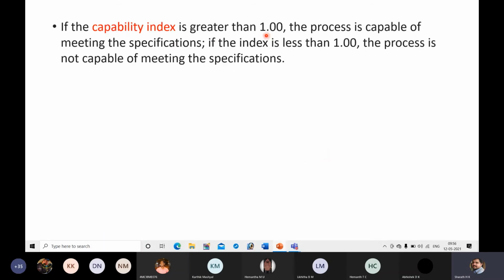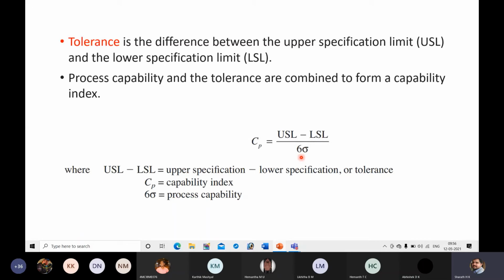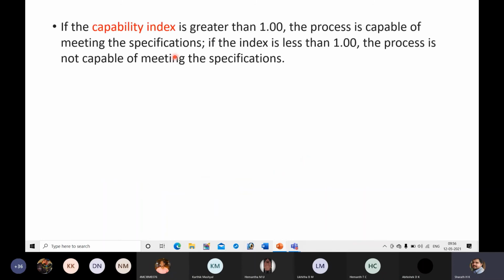Capability index is greater than 1, the process is capable of meeting the specifications. If the index is less than 1, the process is not capable of meeting the specifications. That means if the tolerance limit is less than 6 sigma, we are not going to get the required control. So if the capability index is greater than 1, the process is capable of meeting the specifications. If the index is less than 1, the process is not capable of meeting the specifications. You will get defects.